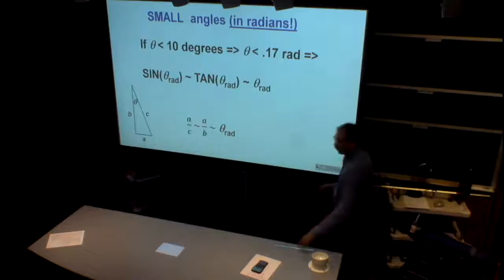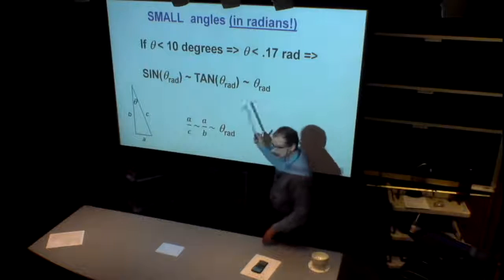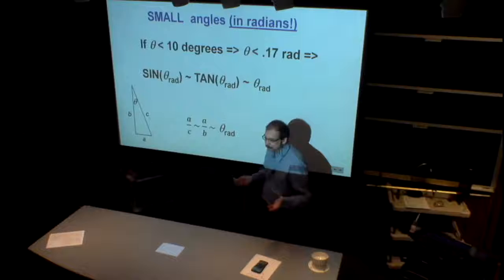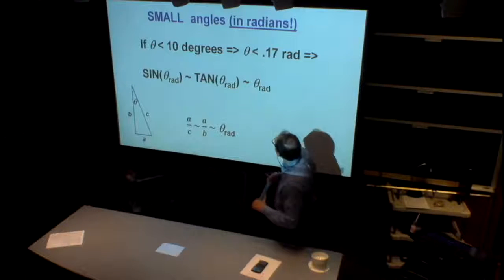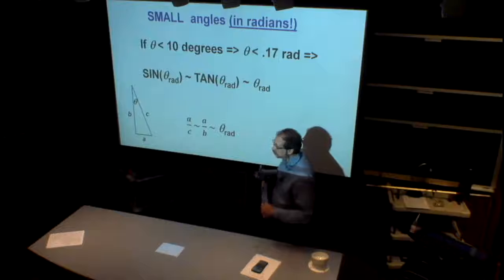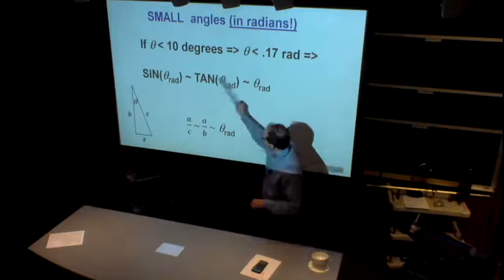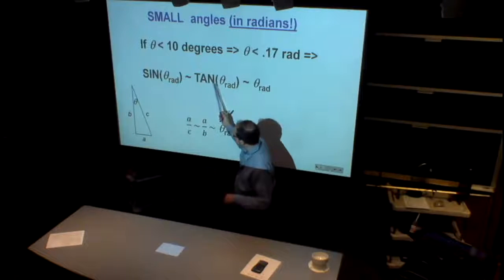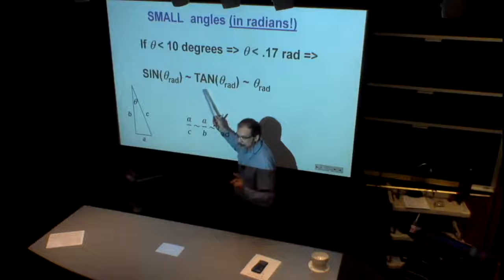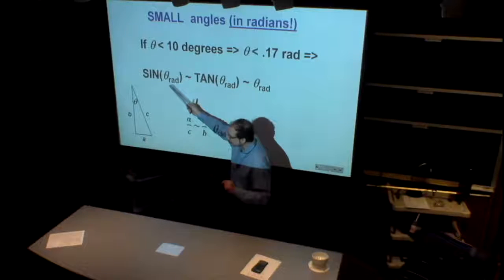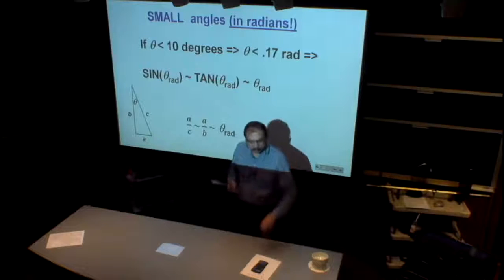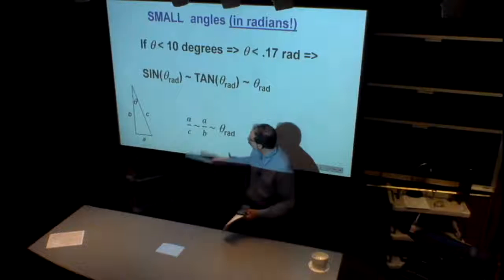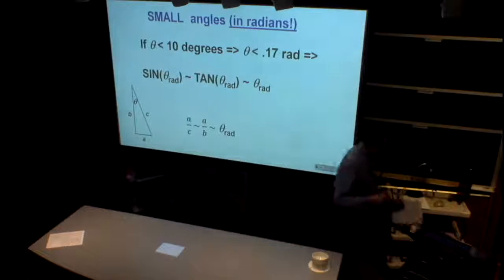time-saving knowledge. For small angles, angles up to 10 degrees could be considered small angles, or about 0.2 radians. For small angles, we actually can just drop these symbols. We don't need sine, we don't need tangent, but only if the angle is measured in radians. That doesn't work for angles in degrees, no. But if we have a small angle and we measure that angle in radians, that's it.